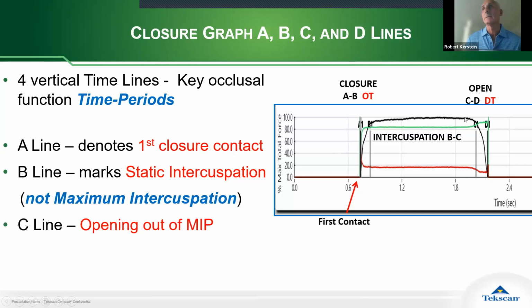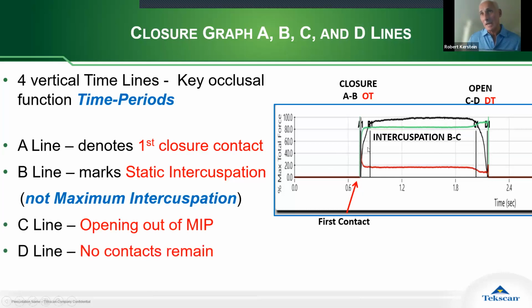The C line is when the person opens. So here, the black line, the patient bites down. Here they slow down, but they're still rising in force. Here they're holding their teeth together. They're wavering a little. And here they open. And so at C, forces drop dramatically. And then at D, there are no more contacts in a closure graph.